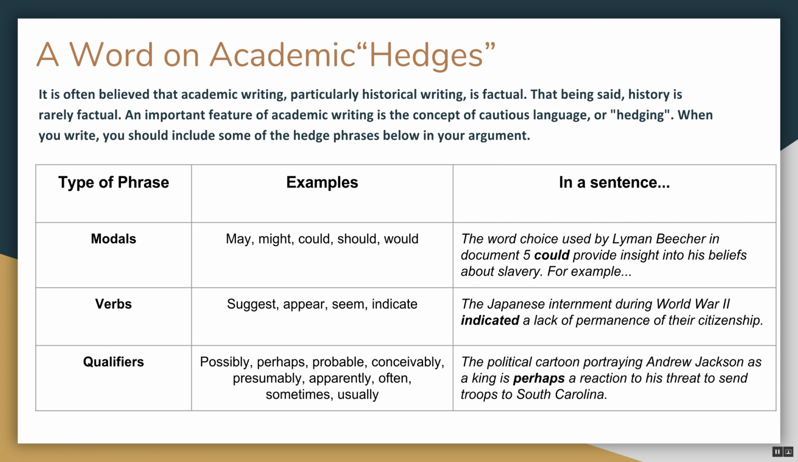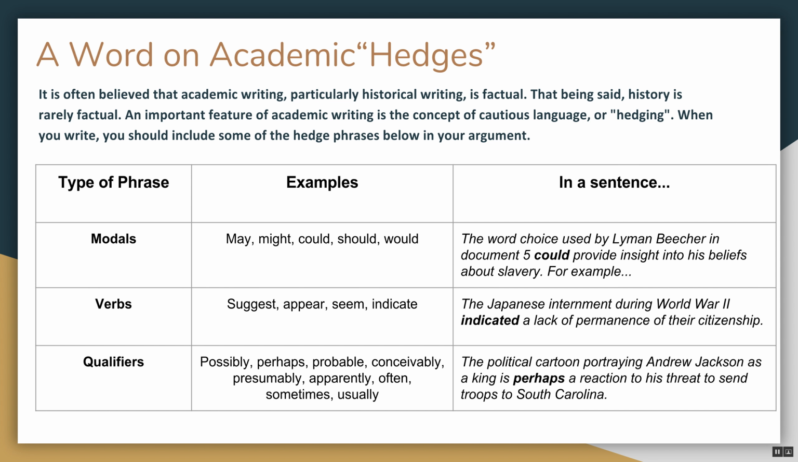Okay, some verbs to use: suggest, appear, seem, indicate. The Japanese internment during World War II indicated a lack of permanence of their citizenship. Because if we said the Japanese internment during World War II showed that the Japanese were not citizens, that's actually not correct. Most of them were still citizens. Their rights were being violated, but they were still citizens. So it indicates a lack of permanence. Do you see the difference there? It's small, but it sounds more academic when you say it like that.